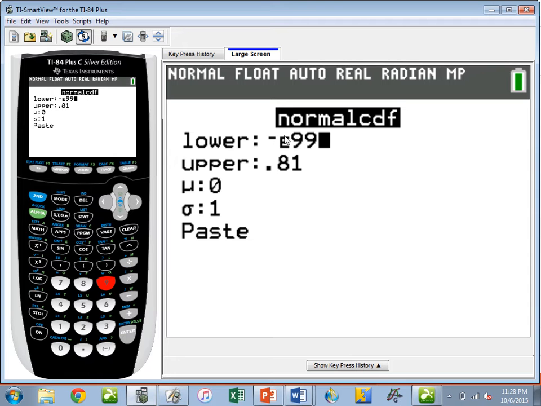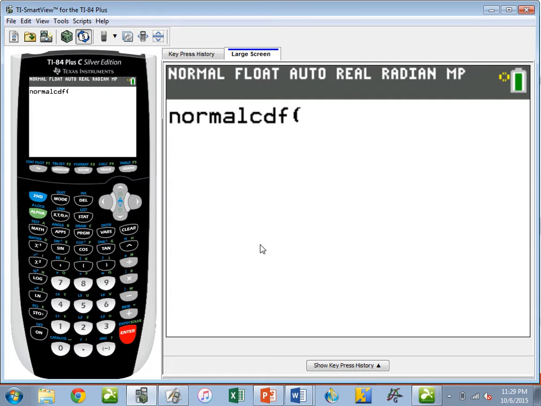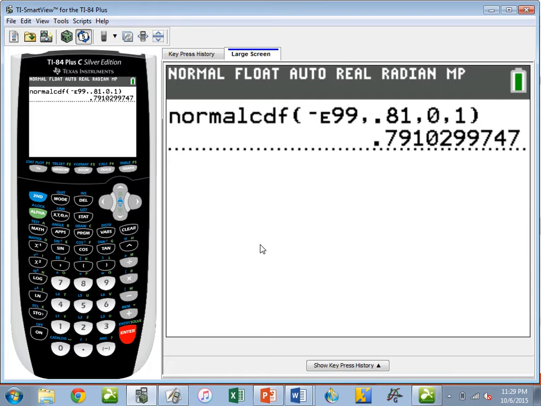And that's what we're going to use from a calculator standpoint. That's what we're going to use to represent negative infinity. So if I come down here to paste, you want to leave this at 0, you want to leave this at 1, because like I said, when we're talking about z-scores, the mean for a group of z-scores is always 0, the standard deviation for a group of z-scores is always 1. So then I want to paste this in, and I'm going to push enter, and that's where the 0.7910 value comes from.